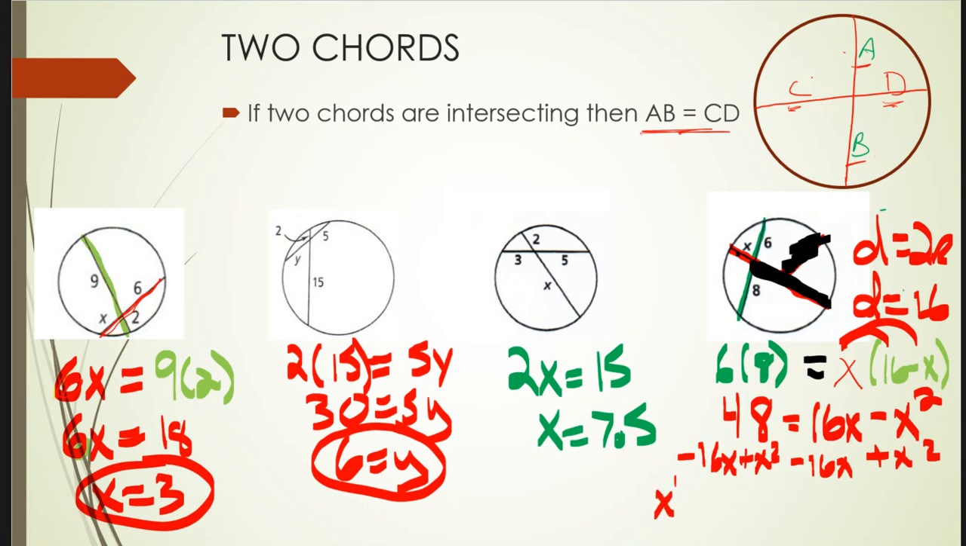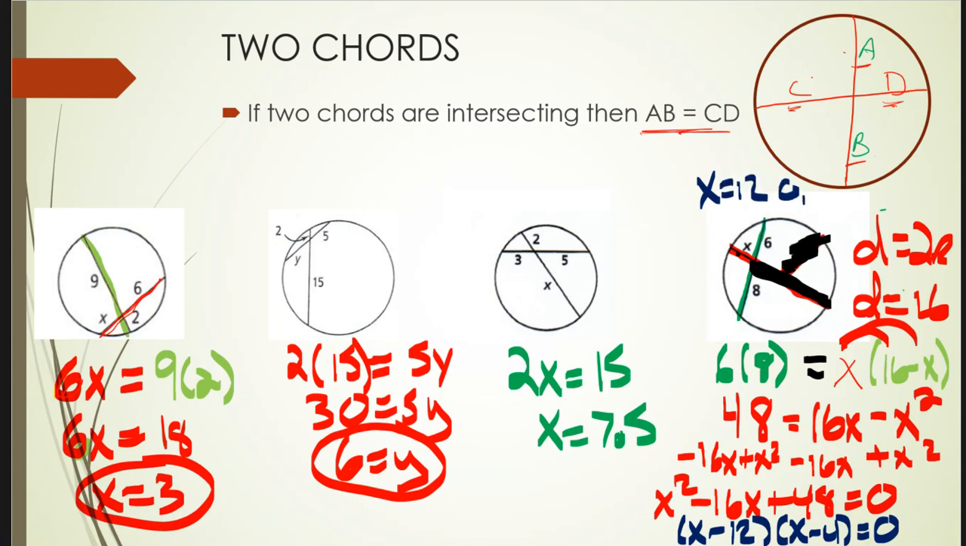So it'll end up being x squared minus 16x plus 48 equals 0. And then we would have to factor this to solve it. There's some other options. Again, for regular, no worries about solving of this. It would be x minus 12, x minus 4 equals 0. My two answers would end up being x equals 12 or 4.